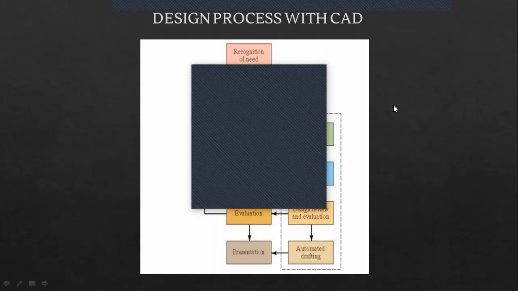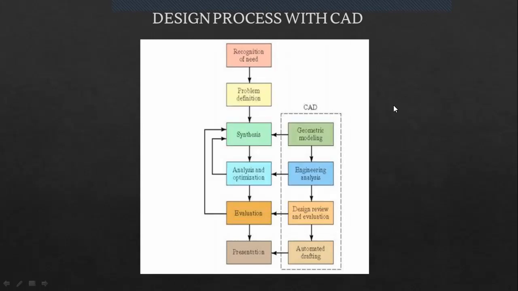So that was about geometric modeling, right? And we'll see how this geometric modeling is being used for downstream applications. You can see some of it here, like engineering analysis, design review and evaluation, automated drafting. There are some more. Geometric modeling for downstream applications is a different topic altogether that we'll see. This is a very important step in the design process. We'll see why.